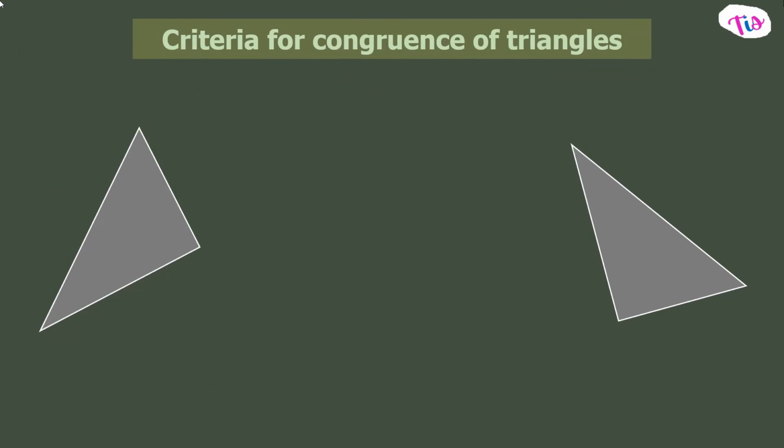Now let's talk about criteria for congruence of triangles. Let's say you are given two triangles and you want to find out whether they are congruent or not. Every time it's not possible to take these two triangles and see whether they overlap each other, or whether they are mirror images of each other or not. So to find out whether two triangles are congruent, we have certain congruence criteria. We basically have five congruence criteria, and let's see what they are.